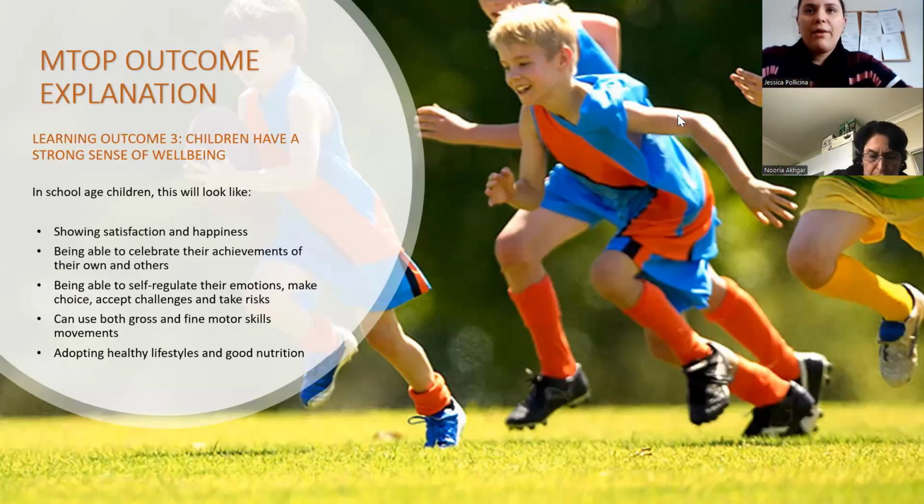So learning outcome 3, children have a strong sense of well-being. In school age children, this will look like showing satisfaction and happiness, being able to celebrate their achievements of their own and others, being able to self-regulate their emotions, make choices, accept challenges and take risks, use both gross and fine motor skill movements, and understanding healthy lifestyles and what is a healthy lifestyle and how to keep good nutrition as well.